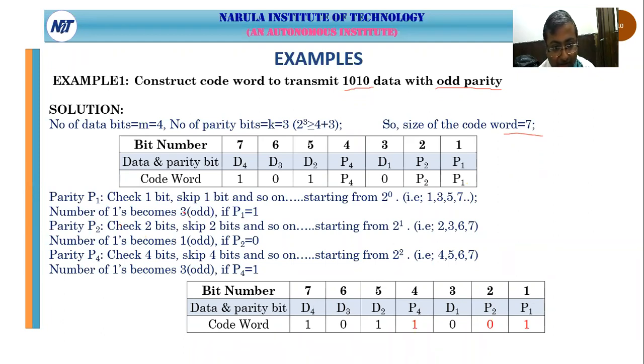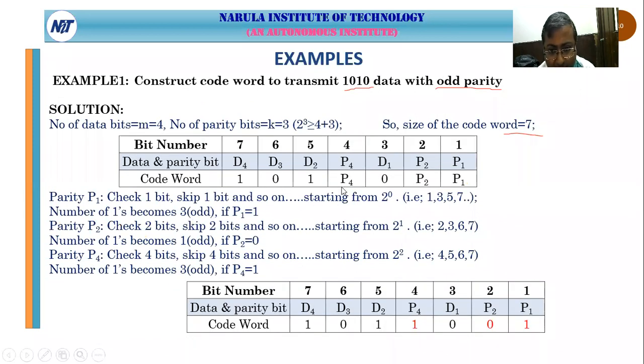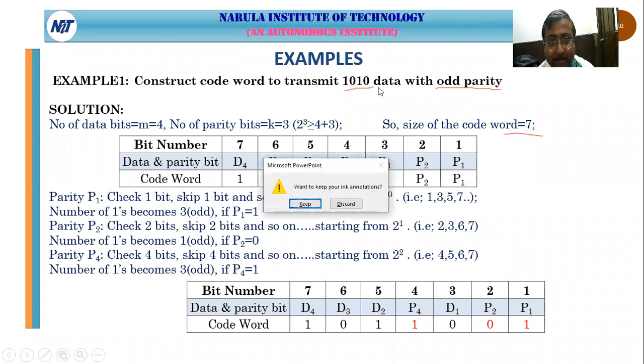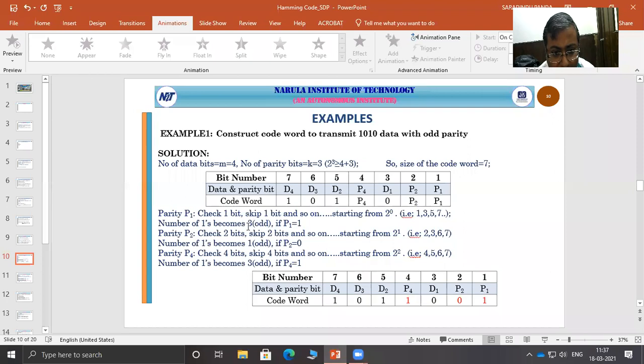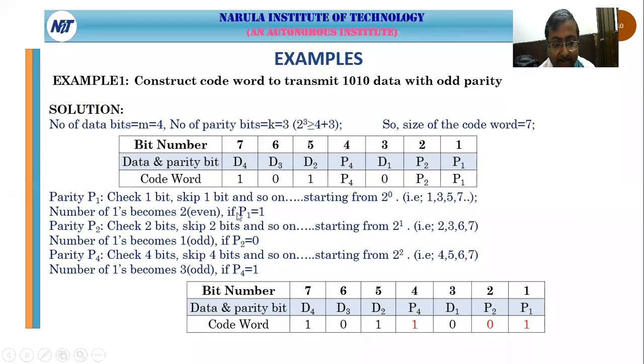The total number of ones should be 2, so it should be even. So for this reason, P1 is 1.